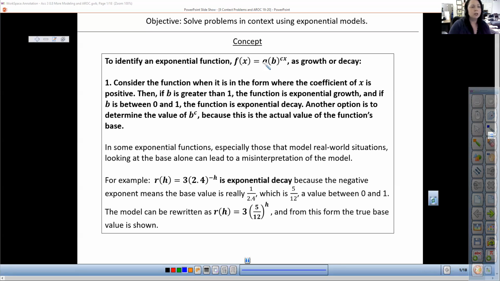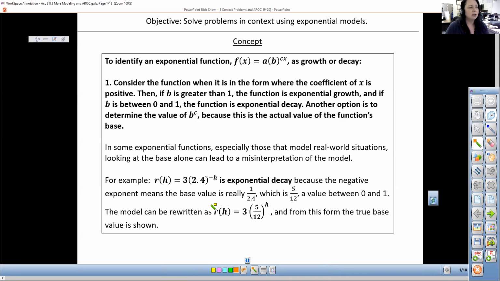So one of the things that we will need to do is once again determine if an exponential function is growth or decay. The way to do that is to focus on the base, which is the quantity in parentheses shown here, and the exponent, equivalent to the coefficient of the independent variable shown as x. So b to the power of c, that's our base.